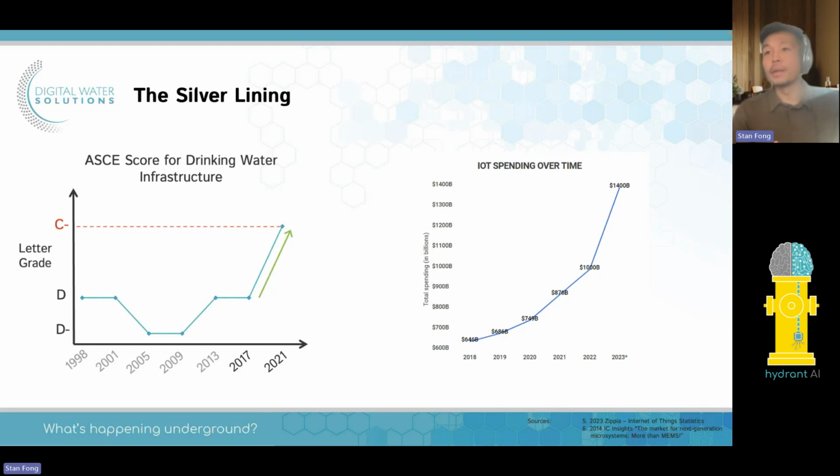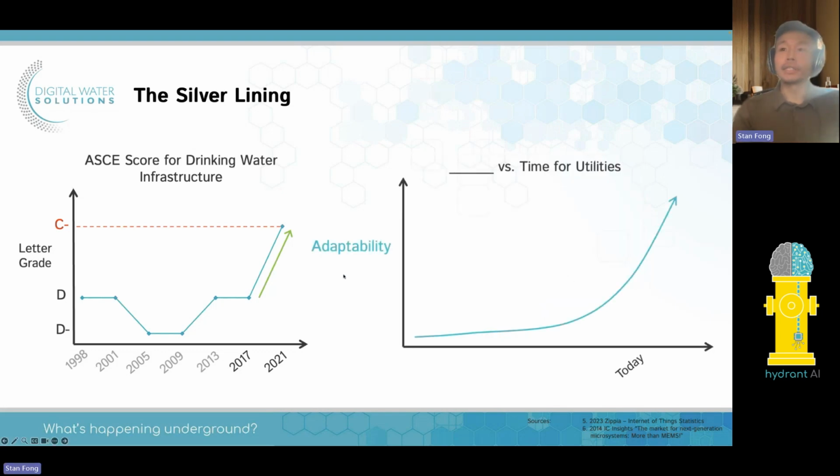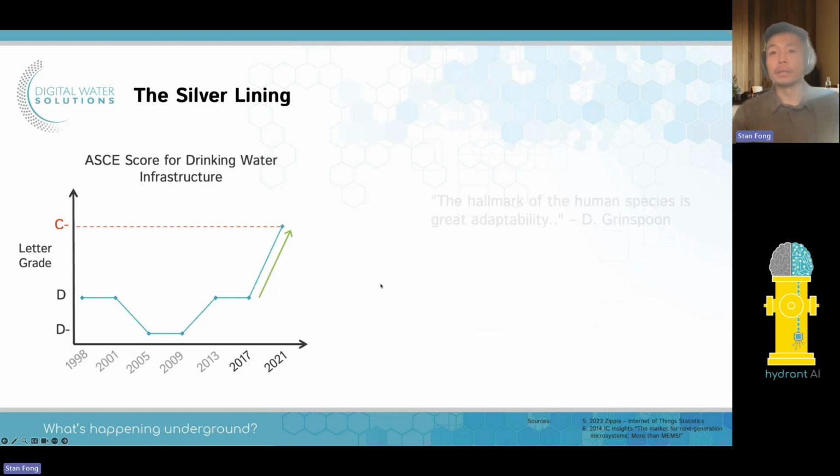You can see here just the spending, right, on IoT devices over time. This is just between 2018 and 2023, and this is exponential. So there's quite a lot of emphasis on putting sensors into places and gathering data. But the catch, right, is we don't know what to do with that data. But overall, I would say as a whole, we are becoming adaptable, right? We're becoming more adaptable because we have more tools. We have the potential to problem solve. We just need to know how to properly harness that.